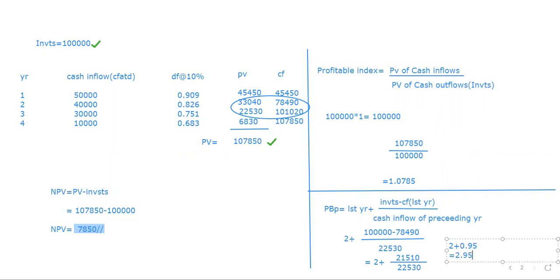2.95 years. So I'm going to get my investment back within 2 years, 9 months. So we are going to write this as 2 years, 9 months. So this is how our payback period is. Hope you have understood. Then in the next class, we are going to deal with IRR.